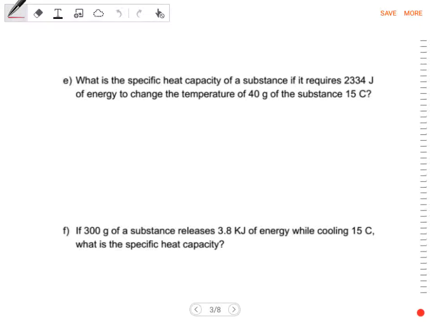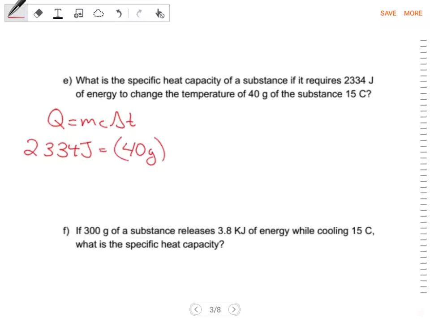Okay, I'll do E for you. E is a little bit different because this time they're asking for a specific heat capacity. So Q equals MC delta T. Our Q value is 2334 joules. We have a mass of 40 grams. The units are proper. We need C. Our change in temperature, okay, change of temperature, 15 degrees. So we assume that's positive. We must be going up 15 degrees Celsius.